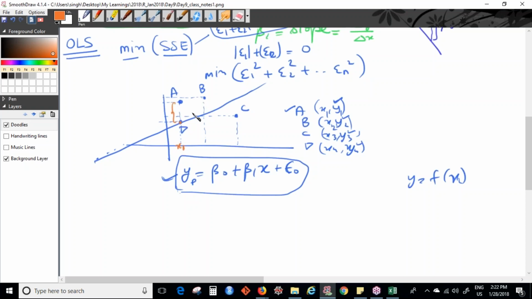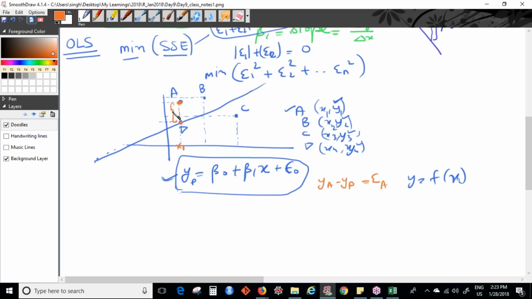The error is always measured parallel to the y-axis, not perpendicular. A lot of people make this mistake. They measure the error perpendicular. No, it is not done. It is parallel to the y-axis. So this is your prediction. Then you take your actual value minus your predicted value. That is your error for point A. This is your actual, and this is your predicted. So you are measuring parallel to the y-axis, not perpendicular.